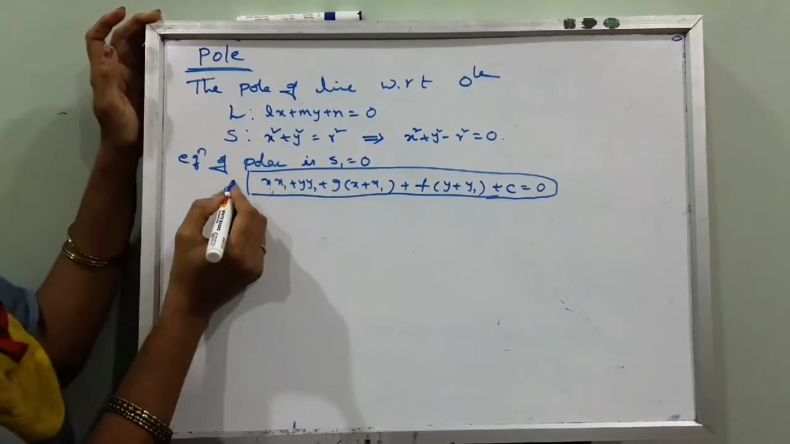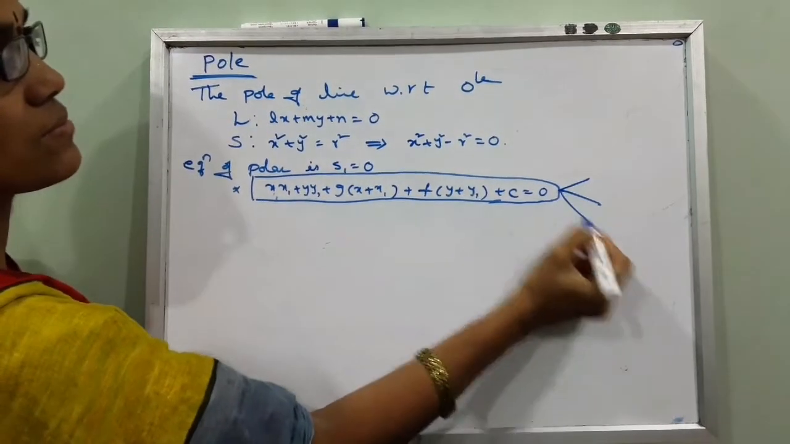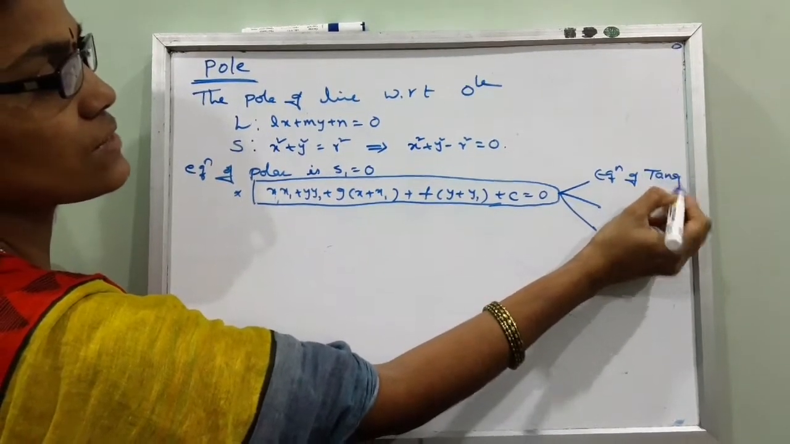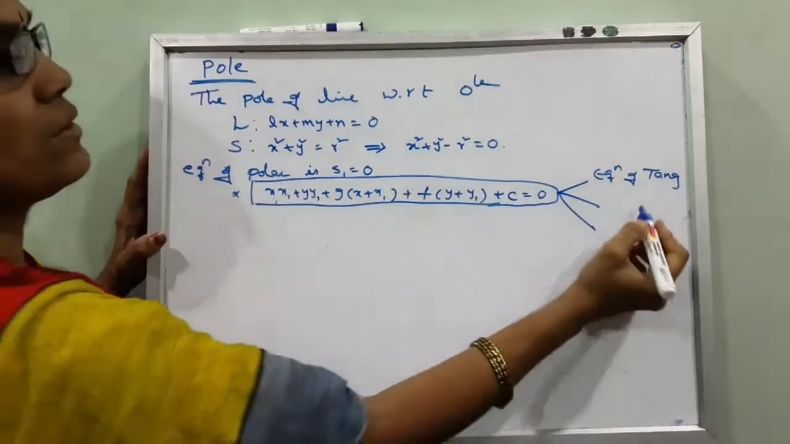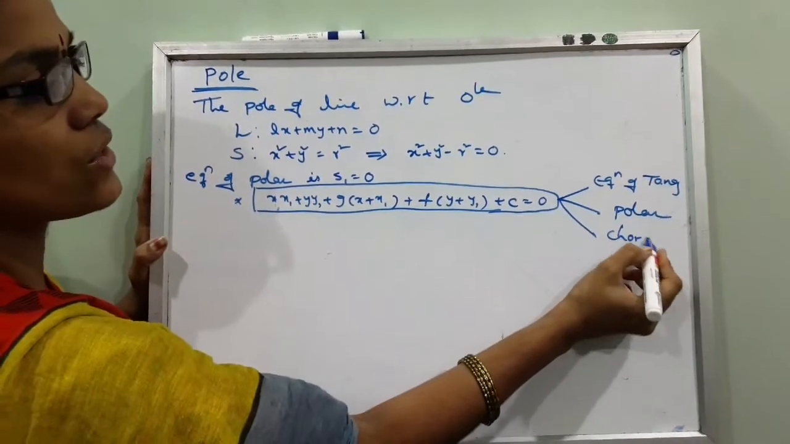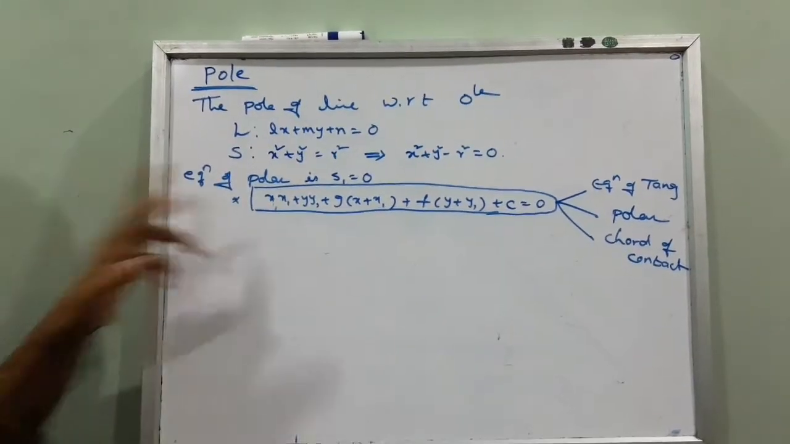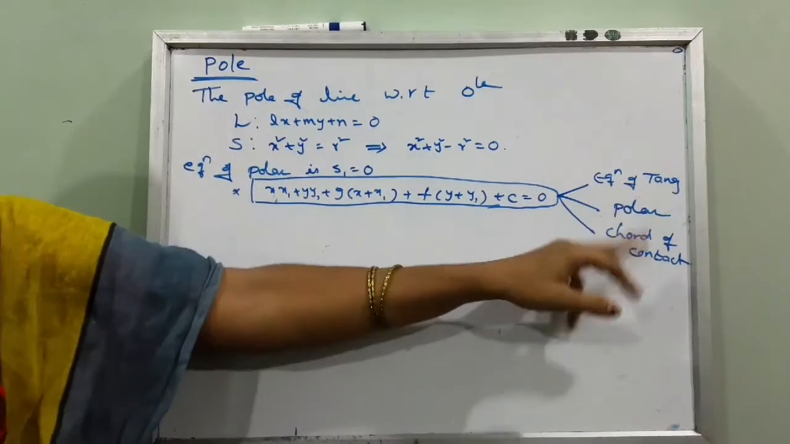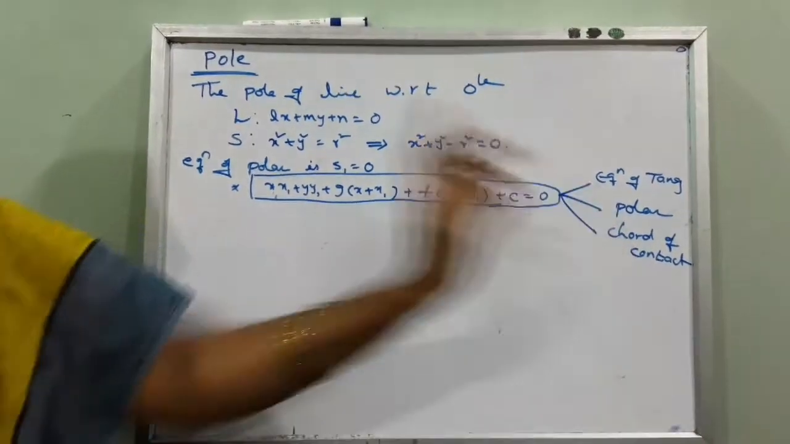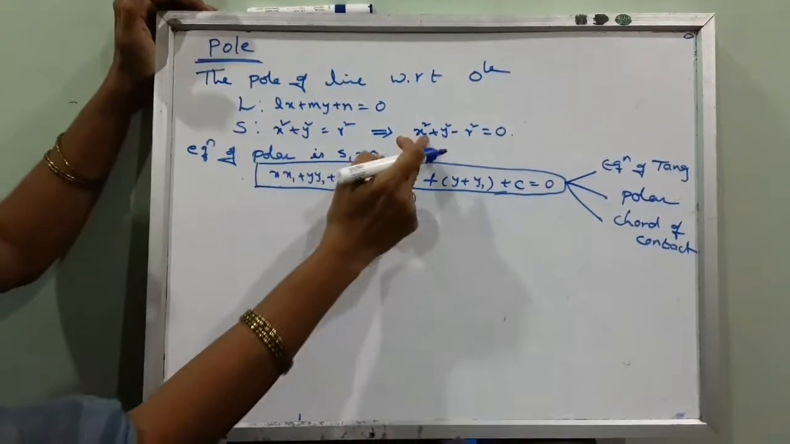This is the most important formula for 2 marks, and the same formula is applicable for 3 concepts. The first is the equation of tangent, then the equation of polar, and also the chord of contact. So here S1 is equal to 0.